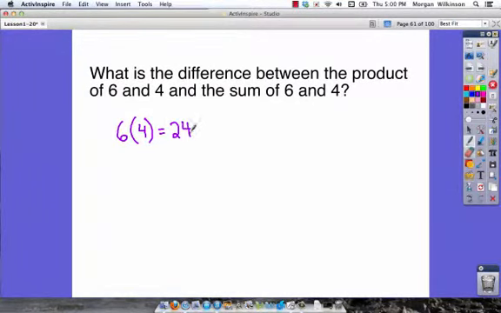And the sum of 6 and 4. Sum means add, so we've got 6 plus 4 equals 10. The original question said, what is the difference between the product of 6 and 4 and the sum of 6 and 4? Difference means subtraction, so we're going to say 24 minus 10, and 24 minus 10 is equal to 14. And we're all done with that question.